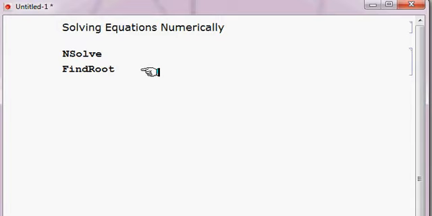Again, those were two commands, NSolve and FindRoot, and they're very, very useful.